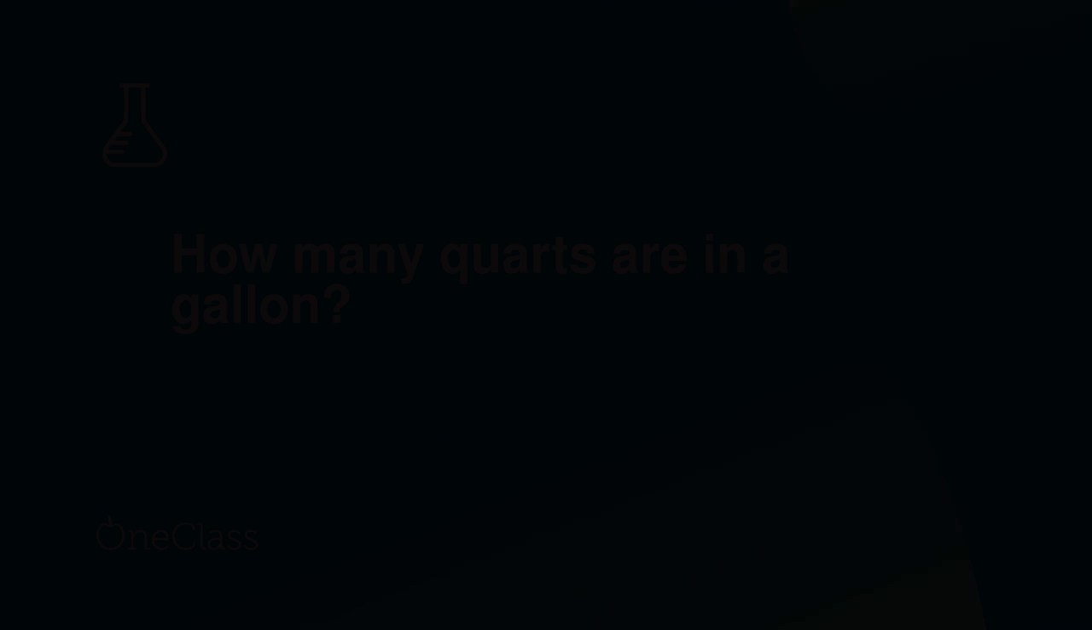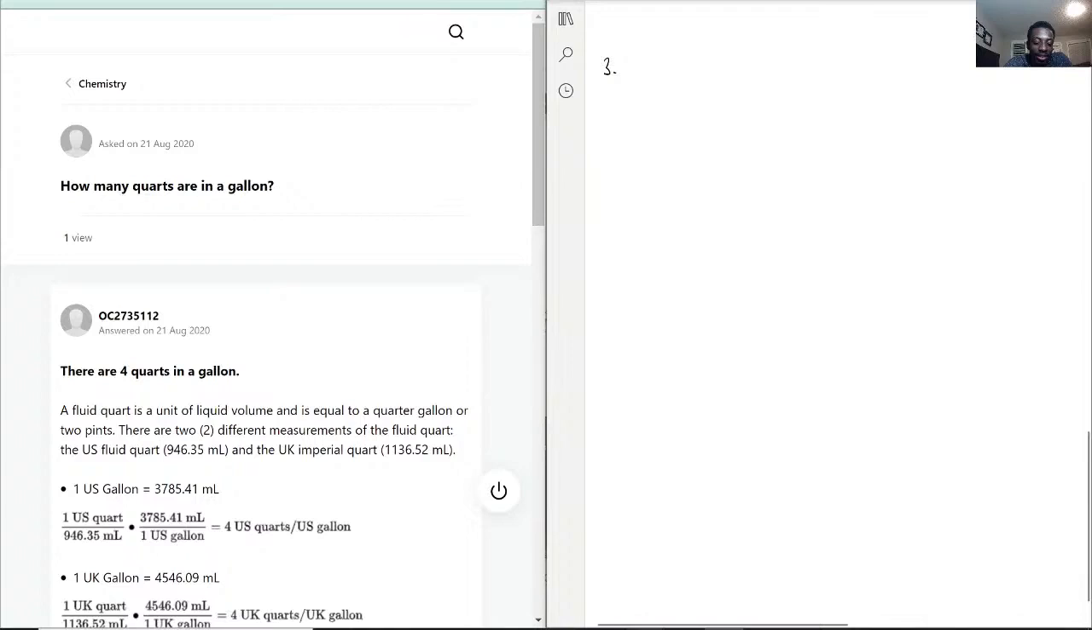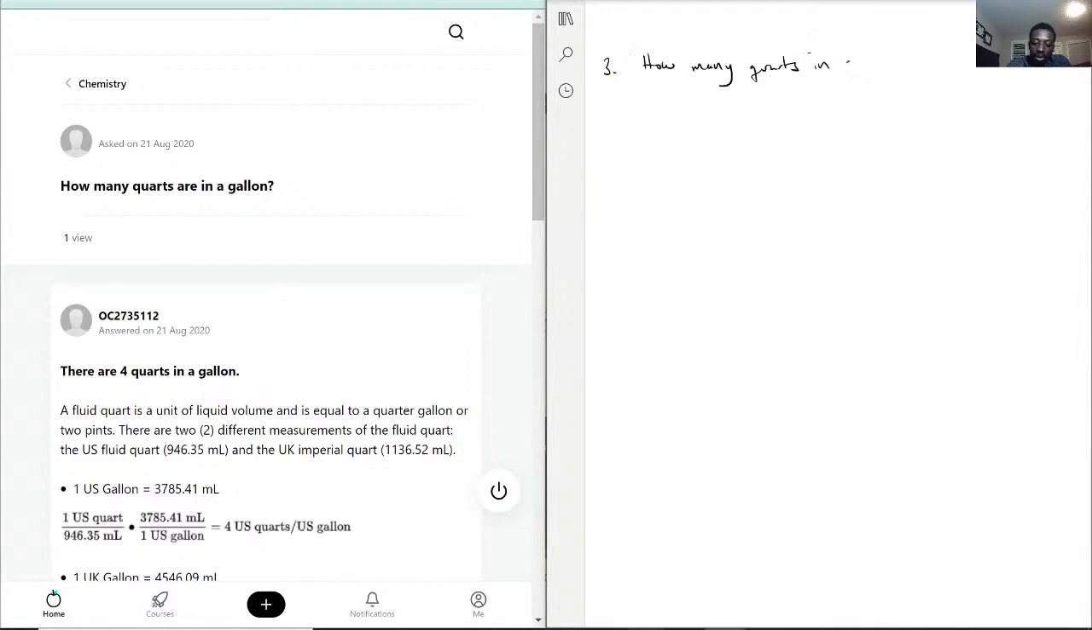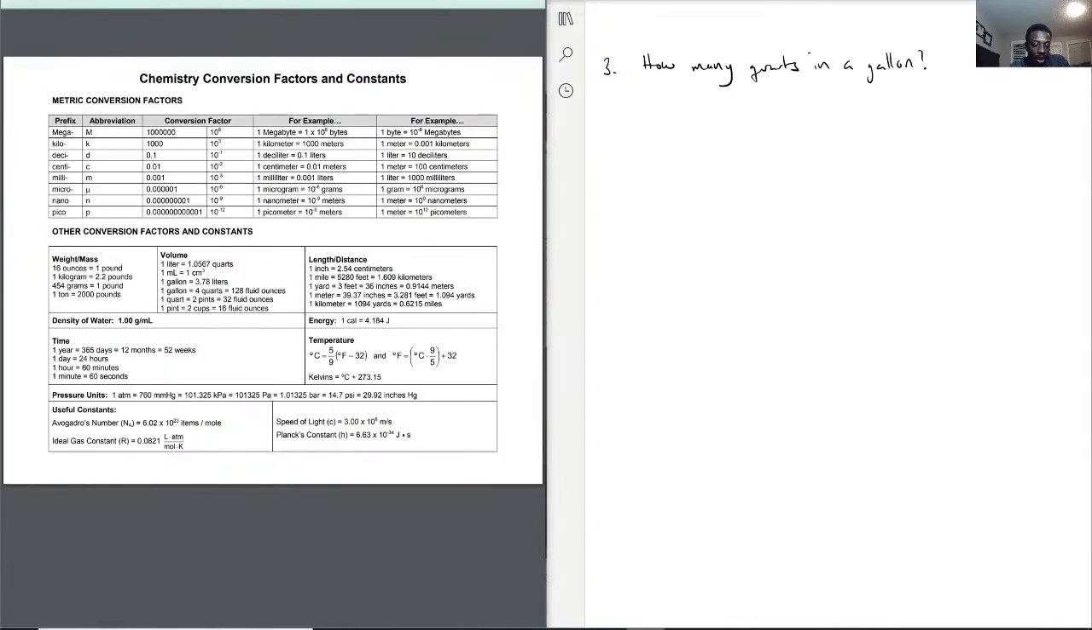Convenience. So this question is asking how many quarts in a gallon. Okay, so let's actually refer not to just the answer shown there, but to our handy conversion sheet here. And what does this say? So it says 1 gallon is equal to 4 quarts. Okay, but we want to know the quarts in a gallon.